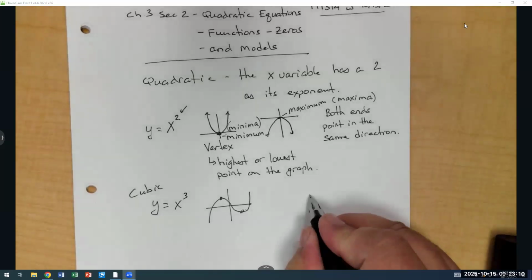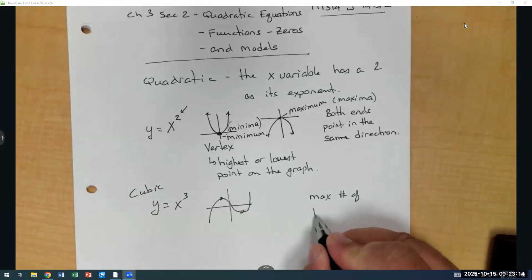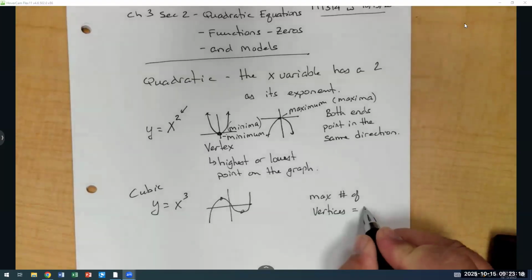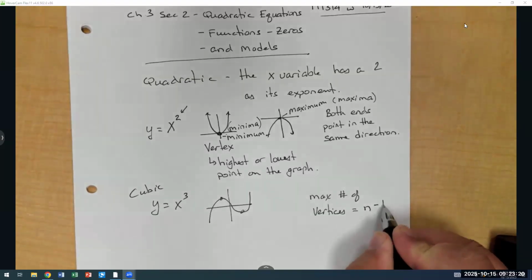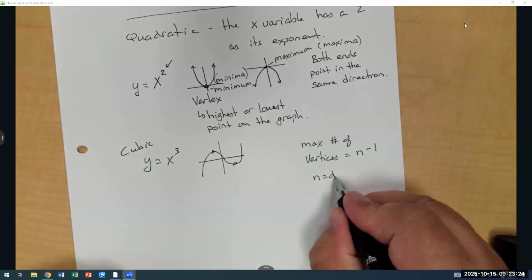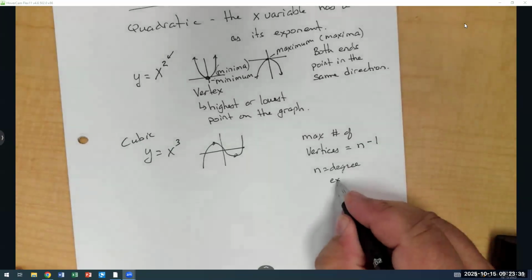Yeah, so the maximum number of vertices is equal to n minus 1, where n is the degree of the polynomial. Is the highest exponent.